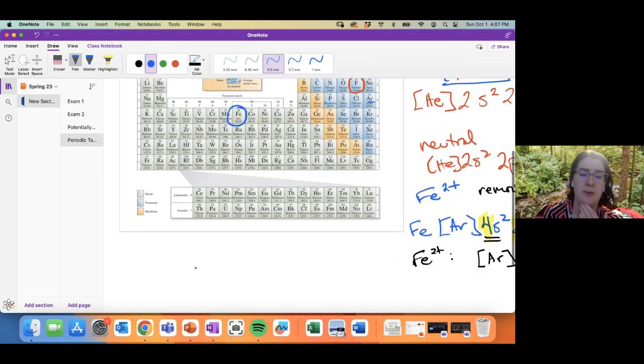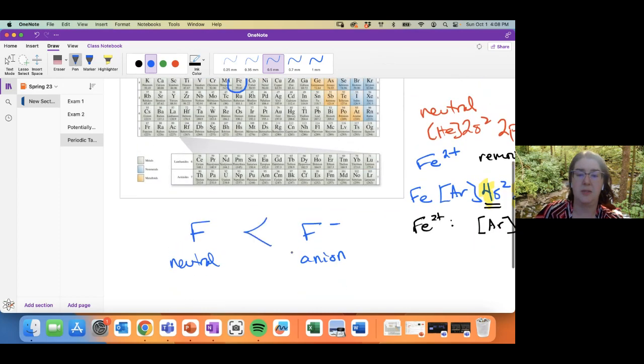So if we're trying to talk about the difference between neutral and negative, my anion form, then this is going to be bigger because essentially I have the same number of protons trying to hang on to more electrons. So as my nucleus suddenly is trying to hang on to more negative stuff, I expect this to get larger physically in the real world.